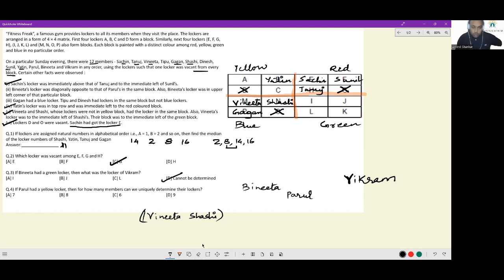Last question. If Parul had a yellow locker, they have to be in the top left. And the only way it can work is if Parul is here and Binita is here. Now, within these 4 spots, 3 spots will be occupied by Vikram and Tipu and Dinesh. But which 3 spots will be occupied, we don't know. If Parul had a yellow locker, for how many members can we uniquely determine their lockers? We can uniquely determine lockers for everyone apart from these 3. So for 9 members, we can uniquely determine their lockers. And that is the entirety of this set.